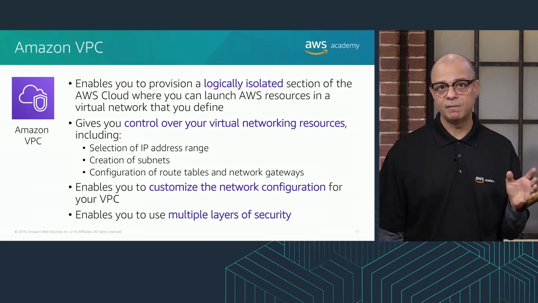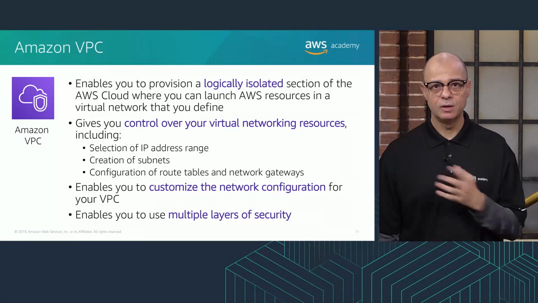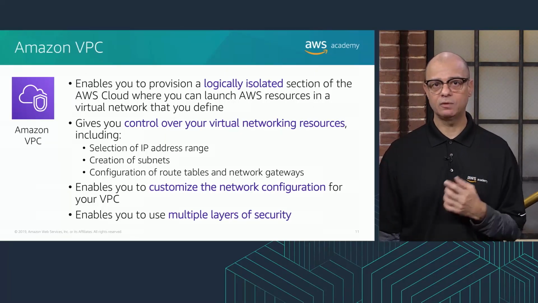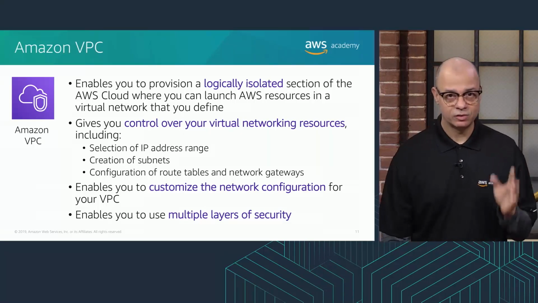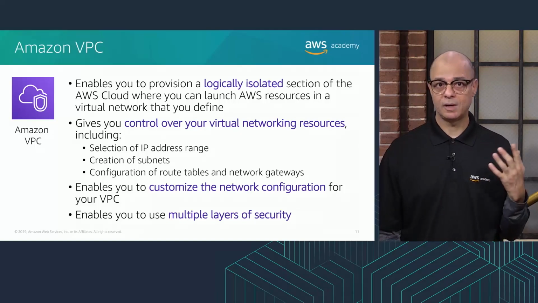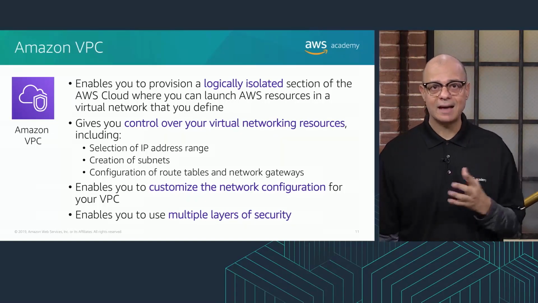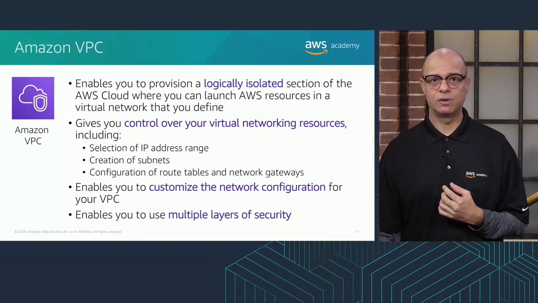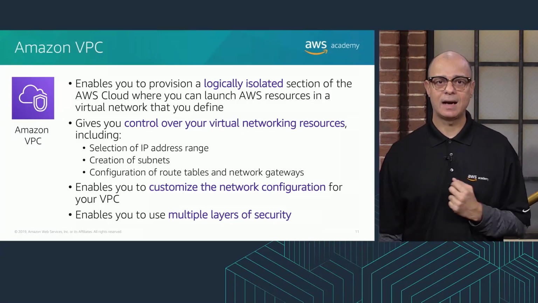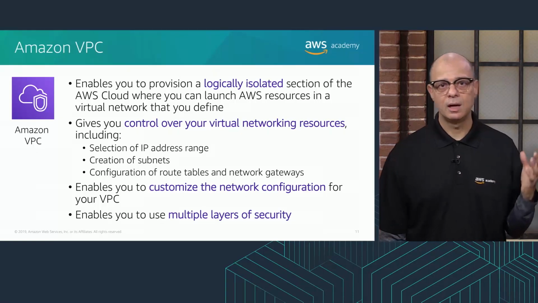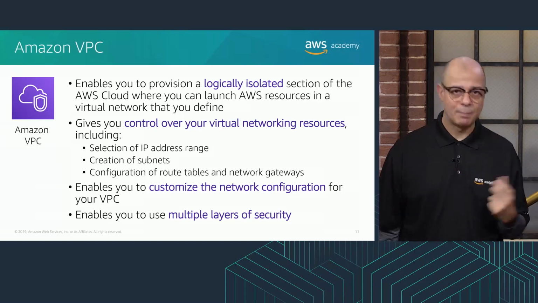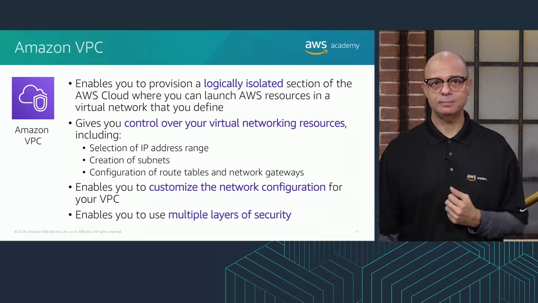You can use both IPv4 and IPv6 in your VPC for secure access to resources and applications. You can also customize the network configuration for your VPC. For example, you can subdivide your VPC into subnets and create a public subnet for your web servers that can access the public internet. You can place your backend systems, such as database or application servers, in a private subnet with no public internet access at all. Finally, you can use multiple layers of security, including security groups and network access control lists, to help control access to Amazon Elastic Compute Cloud, Amazon EC2 instances in each subnet.